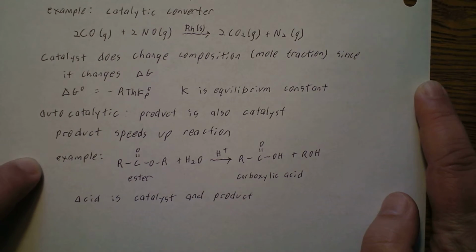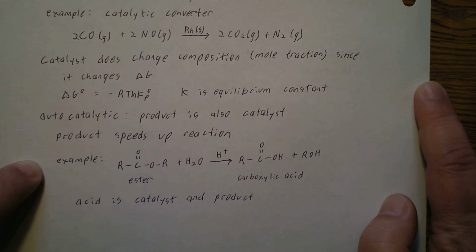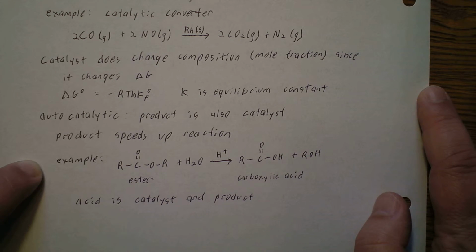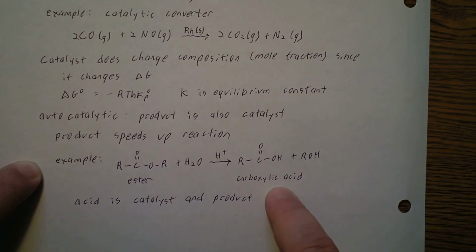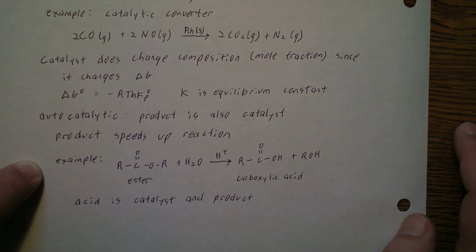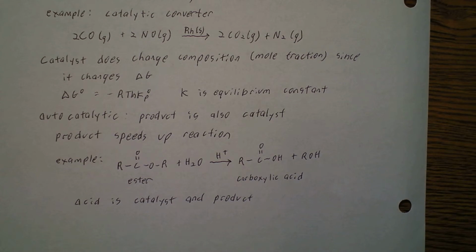For example, let's say you have an ester plus water in acid that creates a carboxylic acid. Since the acid will act as a catalyst and the product is an acid, the more product you make, the more acidic the solution becomes, and therefore it just goes faster and faster. So in this case, acid is both a catalyst and a product.